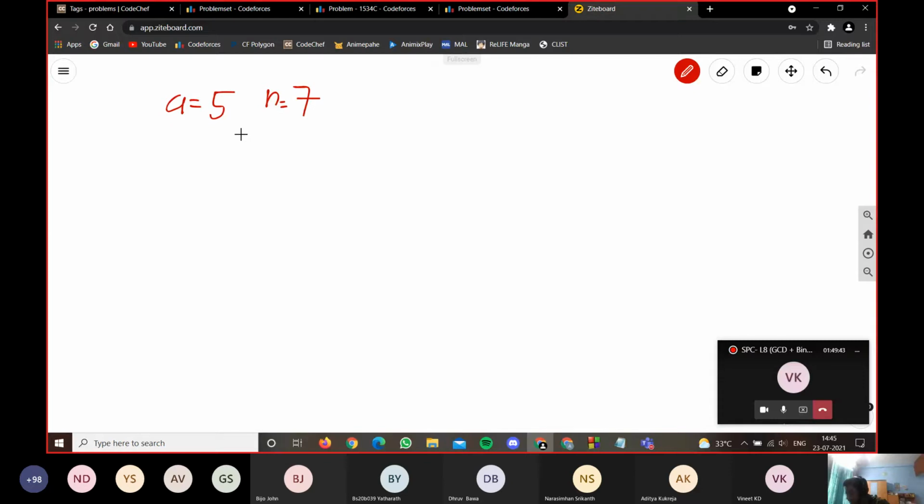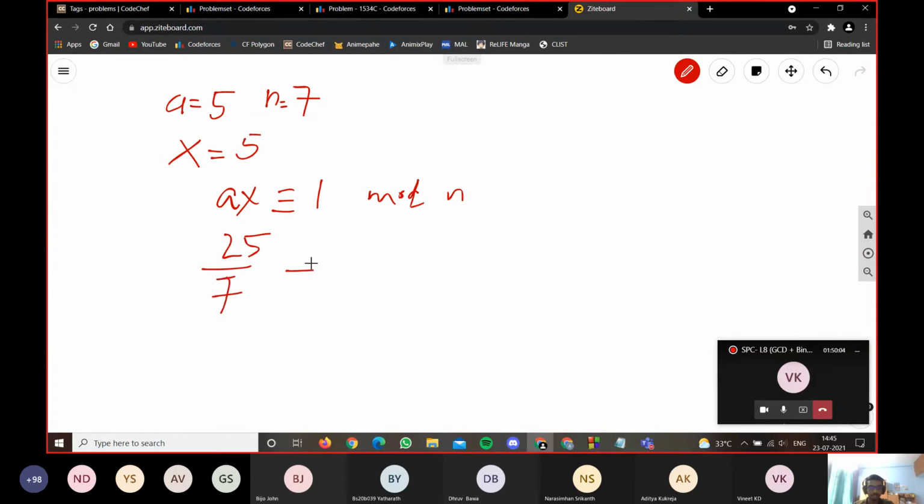Okay, so one answer that I got is 5. So if x is equal to 5, then ax should be congruent to 1 mod n, right? By definition. So what is ax? ax will be 25. 25 divided by 7, what is the remainder? The remainder is going to be 4. It's not 1.